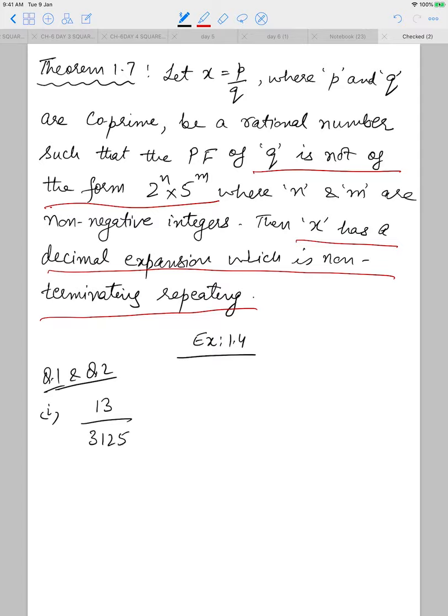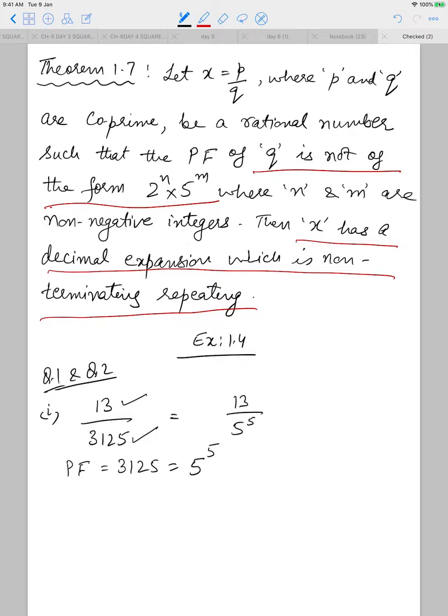Okay, so now we know first we need to find out the prime factorization of the denominator 3125. Now 13 and 3125 do not have any common factor. Without even finding the prime factorization of 3125, I can say that anyway, because 3125 is actually 5 raised to the power 5. So now you can see 13 upon 5 raised to the power 5, they do not have any common factor. That means they are co-prime numbers.